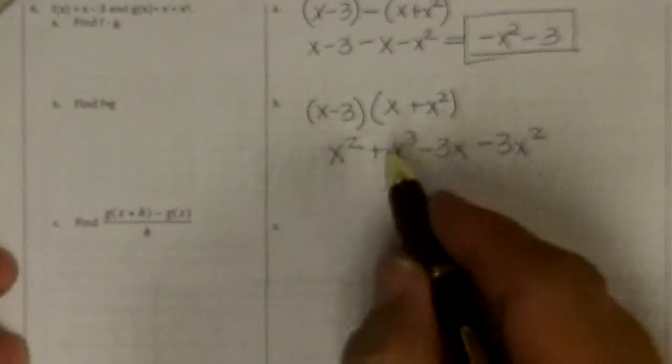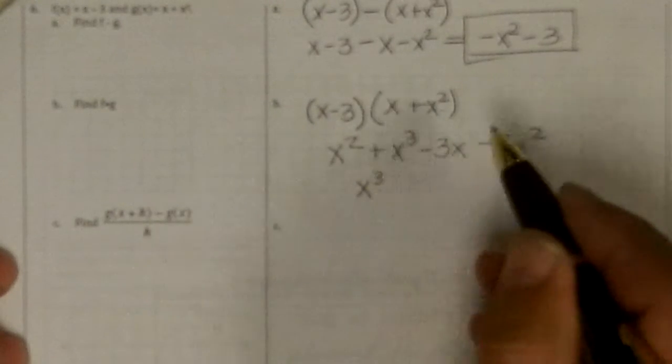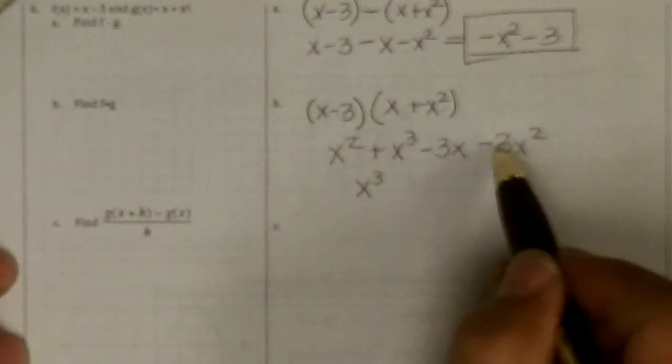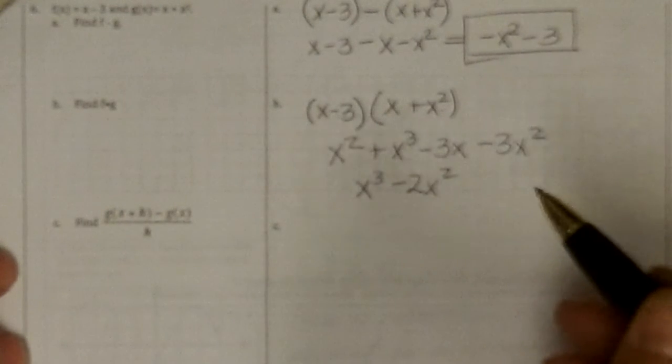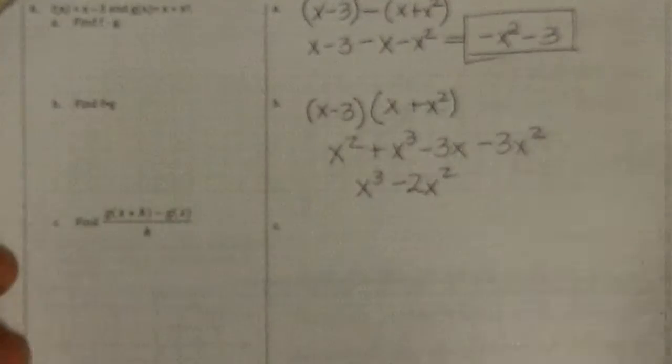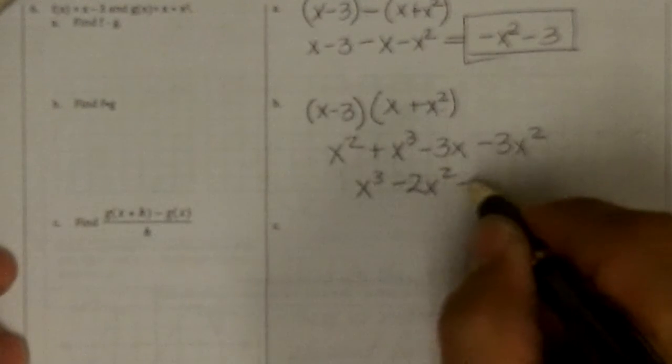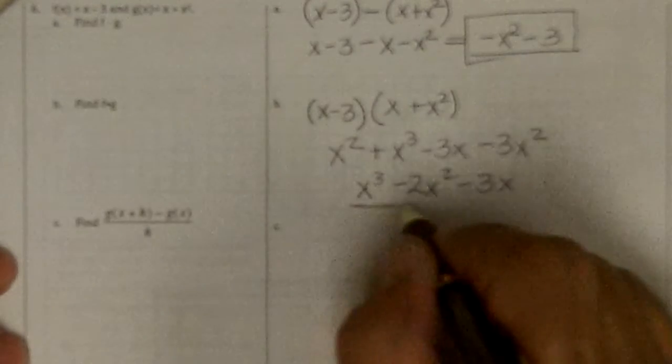Starting with the highest power, we have x to the third plus x squared minus 3x squared, which is minus 2x squared, and then we have minus 3x.